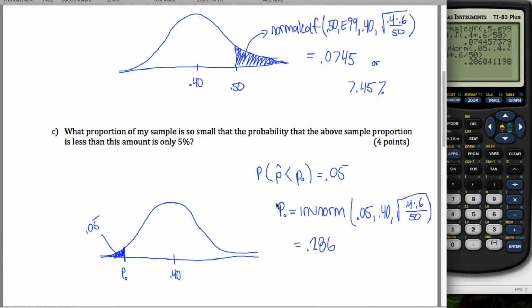So what this is saying is that 28.6% is such a small proportion that if I went out and got a whole bunch of samples, or if I went out and got one sample of 50 of these quizzes, I'd expect the proportion of those quizzes that took me too long to be less than 28.6%. I'd expect that to only happen 5% of the time. This right here is your answer. That's the end of this question.